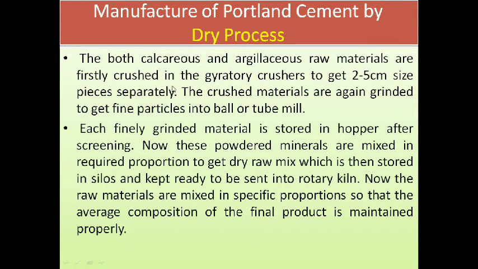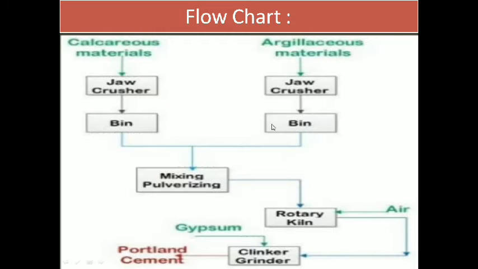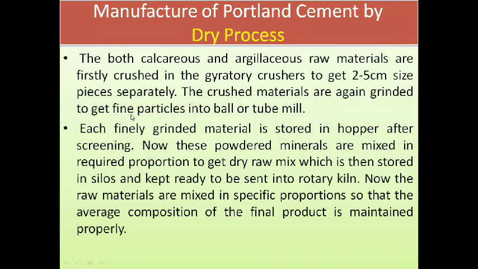These are firstly crushed in gyratory crushers, which give pieces of 2 to 5 centimeter size separately. The crushed materials are again ground to get fine particles in ball or tube mills. This is the jaw crusher, and this is the bin where the materials are at the size of 2 to 5 centimeter.